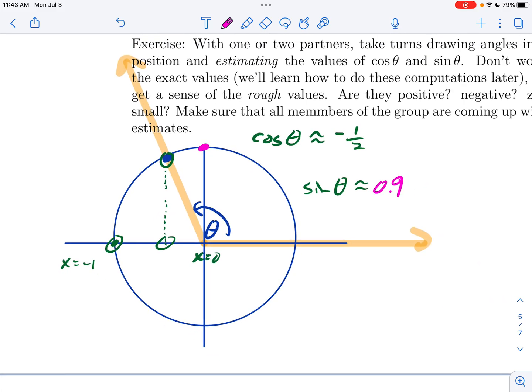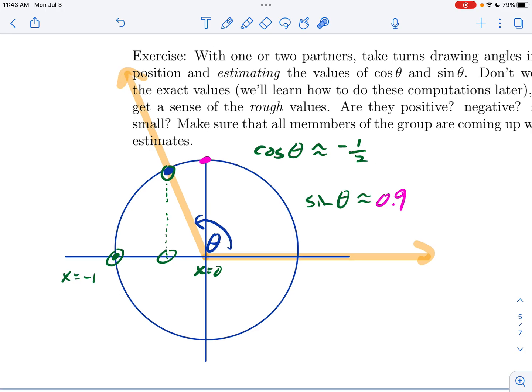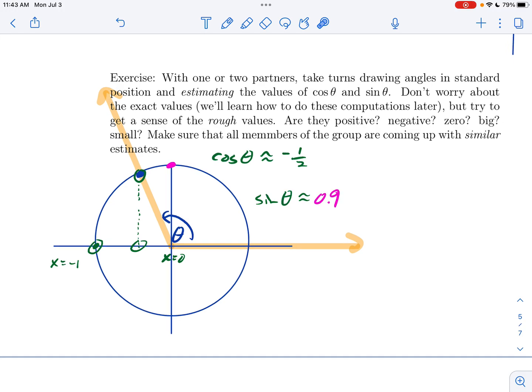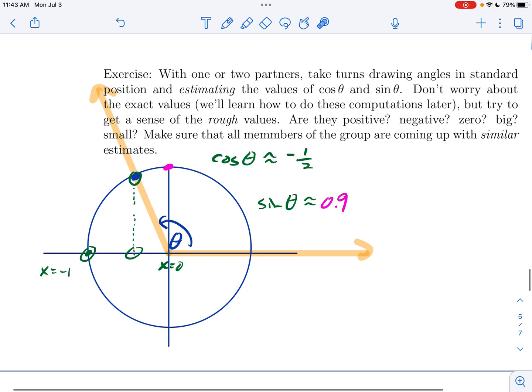Don't worry too much about the specific numbers, but you want to look at that direction and say, is it pointing left? Is it pointing right? How much? That lets you estimate cosine. And you want to look at this direction and say, is it pointing up? Is it pointing down? How much? That's your estimate of sine. So if you're watching this at home, just try some of these by yourself. In class, I will let people do it in groups and I'll come and help them out.